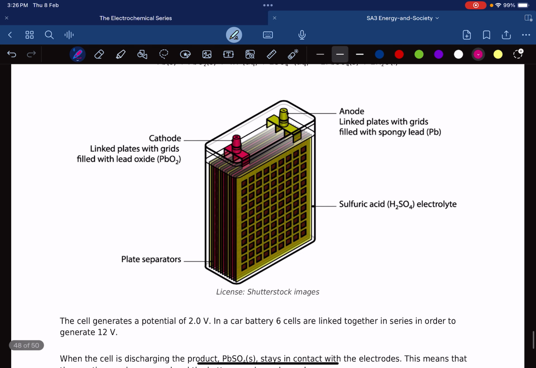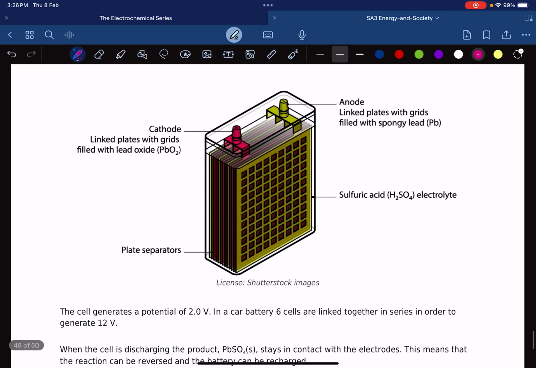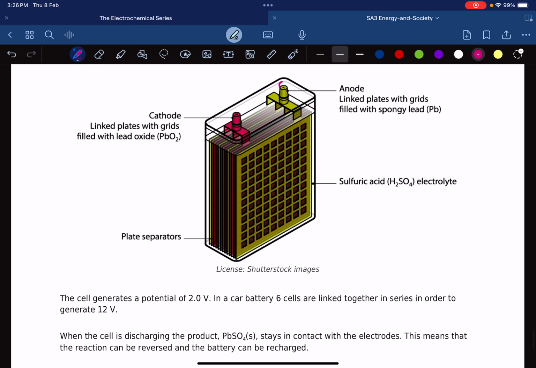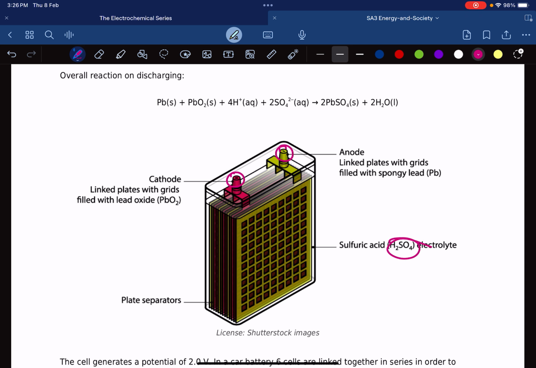So let's look at this example here. This is the anode, and the anode will be the negative terminal. This is the cathode, the positive terminal. Inside of this we have an electrolyte which is sulfuric acid.